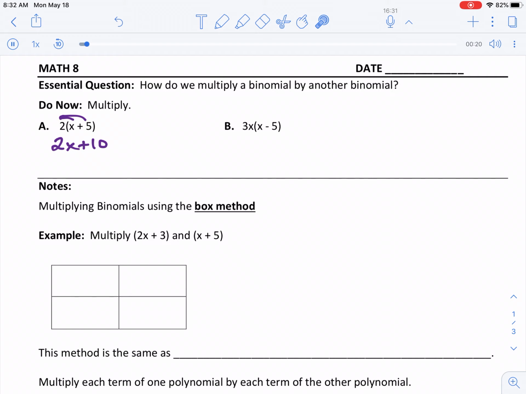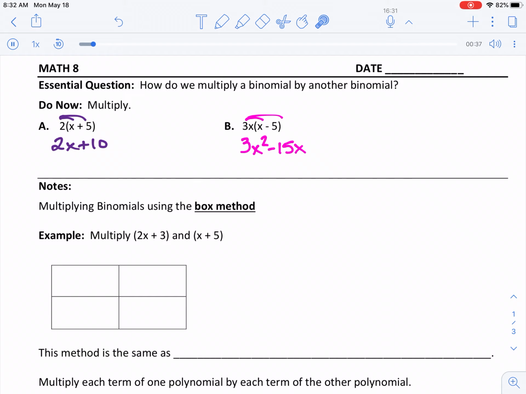So if we go into the next one, it's 3x is going to go into both. Now remind yourself that when you multiply x by x, you get x squared because we add the exponents. And then minus 15x here. So that is going to be that.